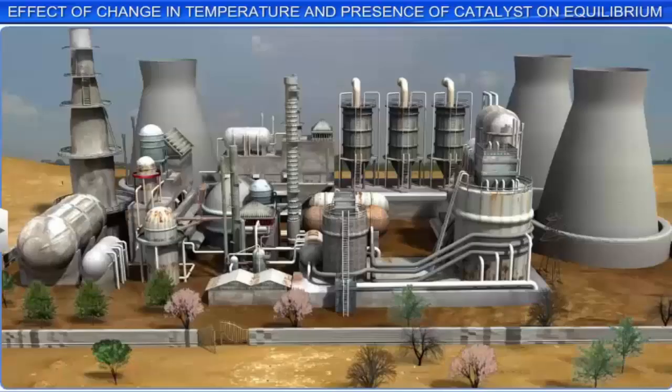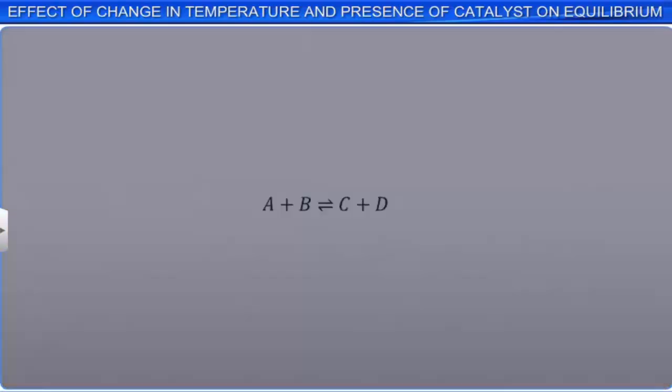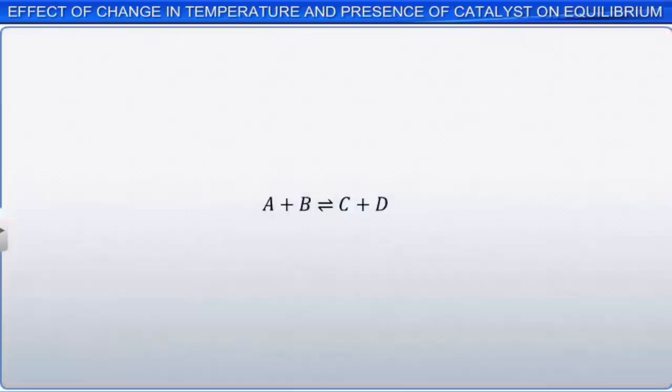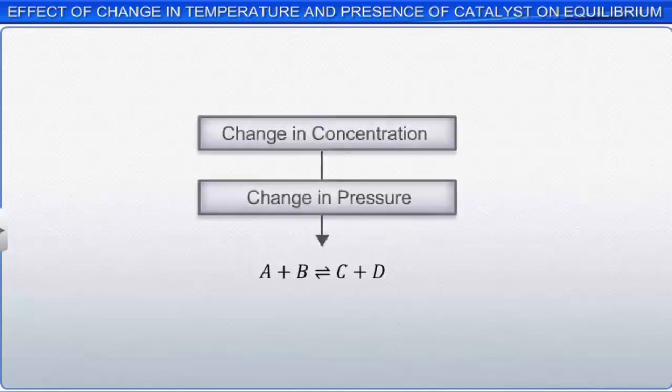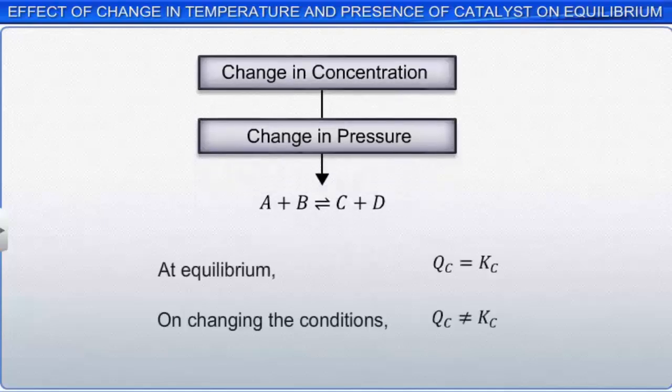Temperature is one of the important variables in any industrial process. Le Chatelier's principle can be used to predict the effect of temperature on the equilibrium of a reaction. You have learned that whenever a system at equilibrium is subjected to change in concentration or pressure, the reaction quotient QC no longer remains equal to the equilibrium constant Kc.